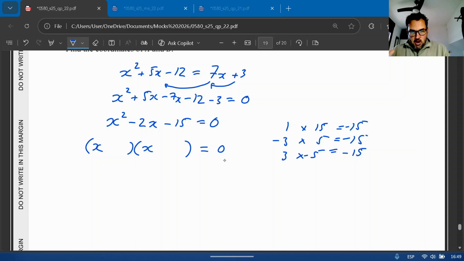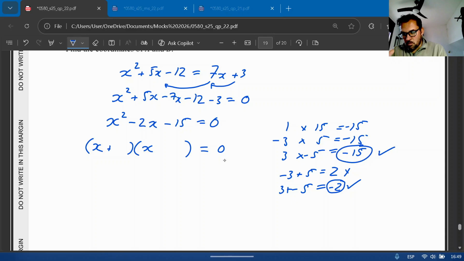Now minus 3 plus 5, that of course is 2. That's not going to work. But 3 minus 5, or 3 plus minus 5, doesn't matter, is minus 2. That's what we're looking for. We want a minus 2 when we add it, and we want a minus 15 when we multiply. So that will be plus 3 and minus 5.